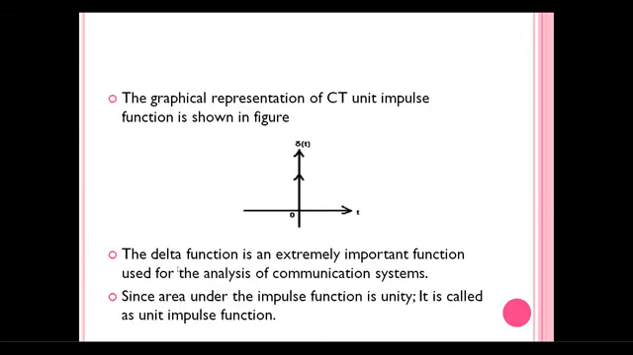And what is the importance of this delta function? This impulse function is otherwise called the delta function. It plays a very important role in the analysis of communication systems. In order to analyze a communication system, we always derive the unit impulse response. From the unit impulse response, we can tell the nature of the particular system. That's the importance of the impulse function.